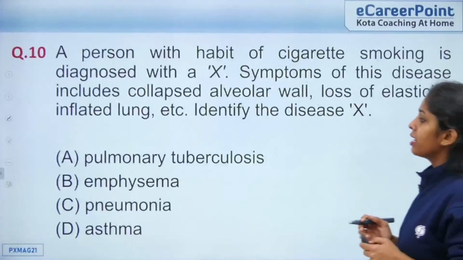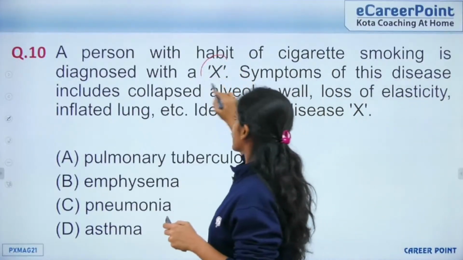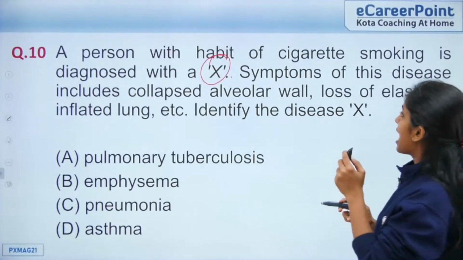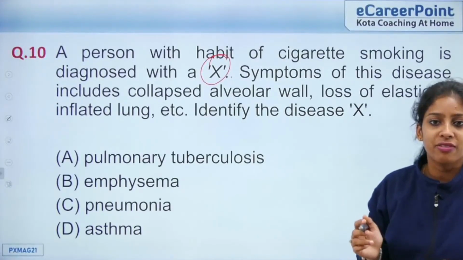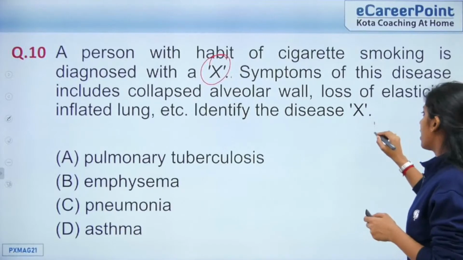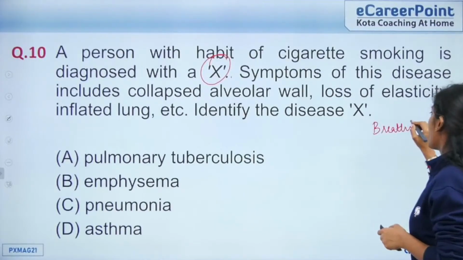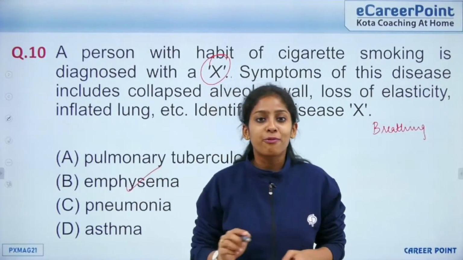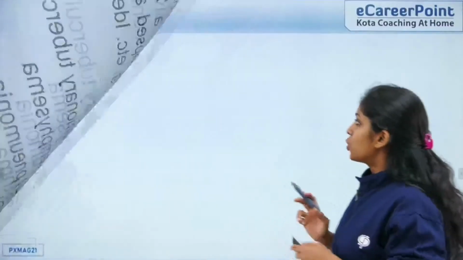Question 10: a person with the habit of cigarette smoking is diagnosed with X. Symptoms of this disease include collapsed alveolar walls, loss of elasticity, inflated lungs, etc. Identify the disease. This question comes from the chapter breathing and exchange of gases, where we have the disorders of the respiratory system. Smoking causes emphysema, where the alveolar walls are damaged. Okay, so we go further.